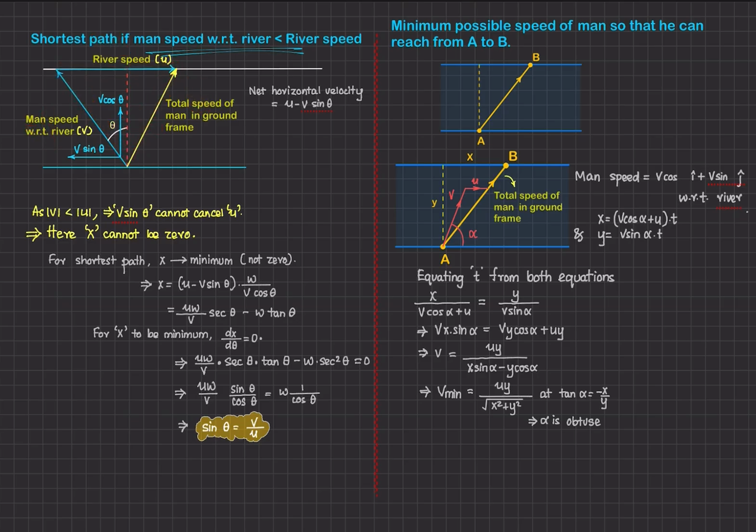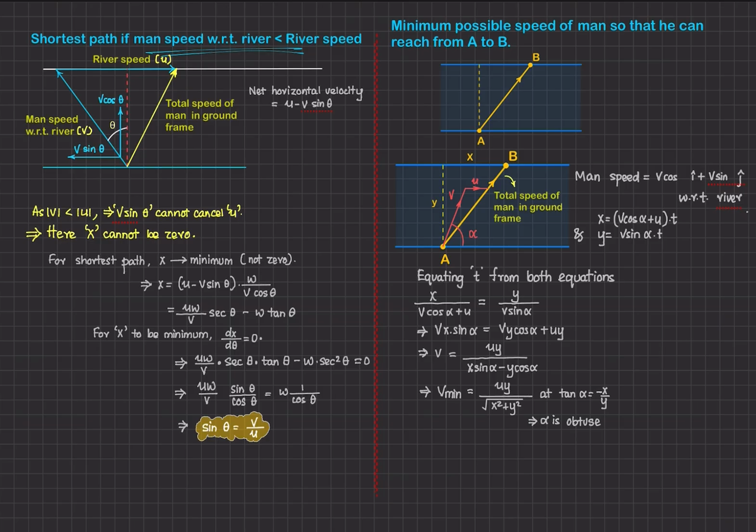Now let's see the right half case. In the right half, the problem is to find the minimum possible speed of the man so that he can reach from A to B. This is a point given as A and this is another point B. They have given us these two points and they are not exactly across, as shown in the diagram. So the man has to move from A to B with the minimum possible speed.